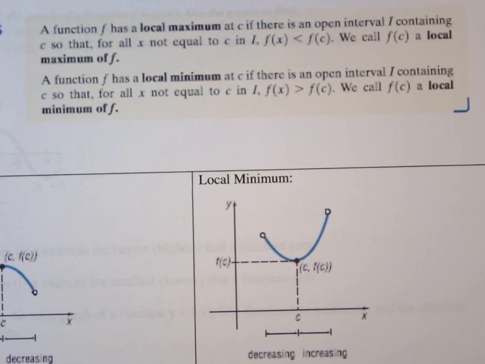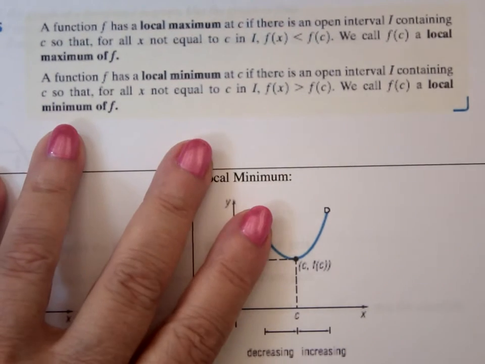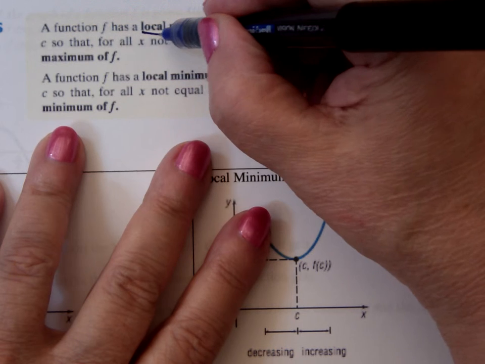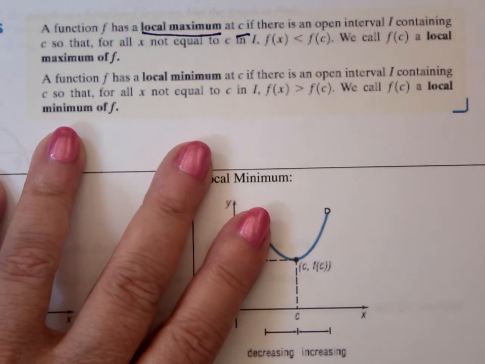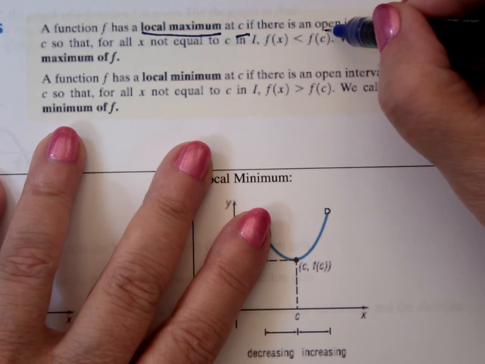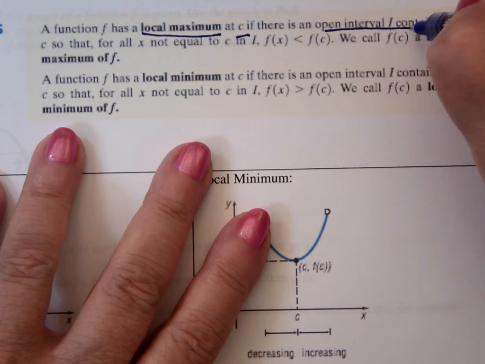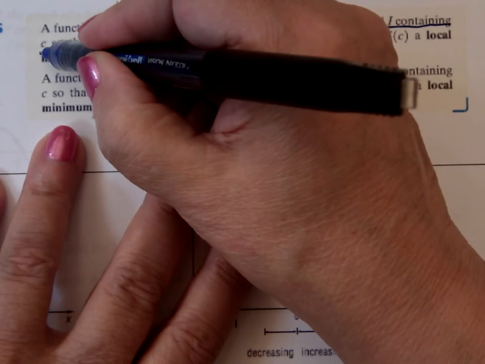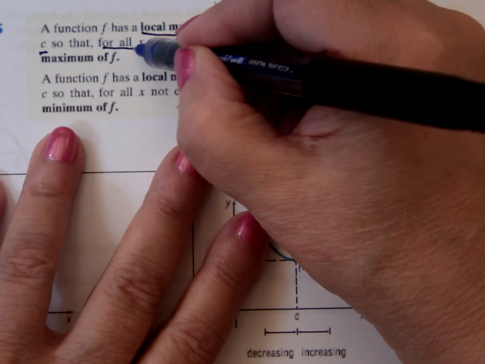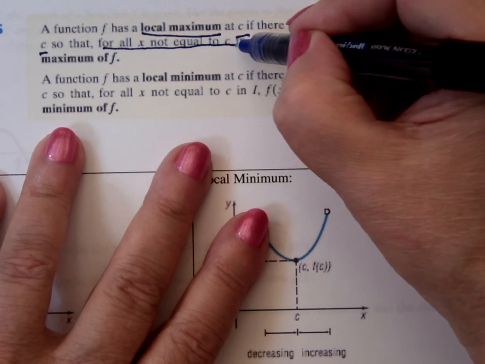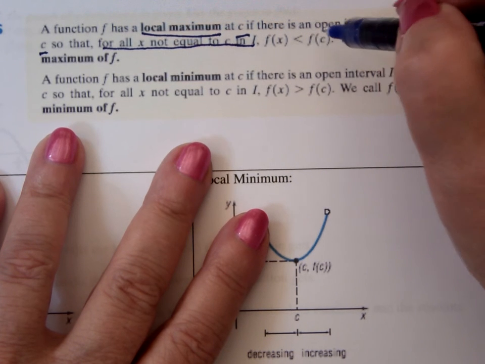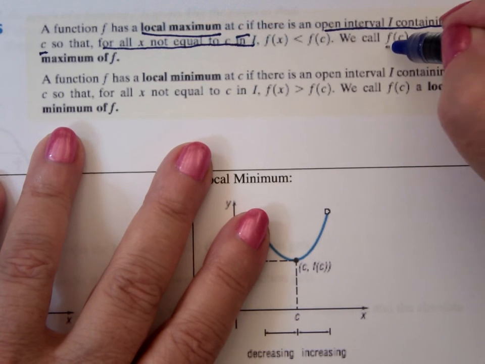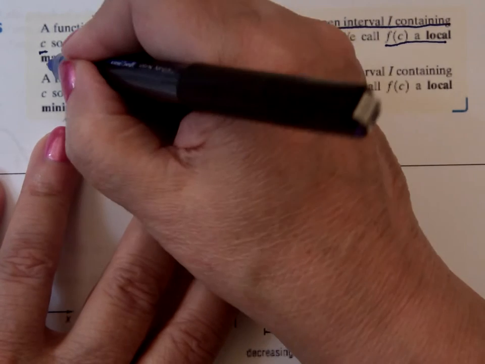Definition. A function has a local maximum at C if there is an open interval I containing C, so that for all x not equal to C, f of x is smaller than f of C. We call f of C a local maximum.